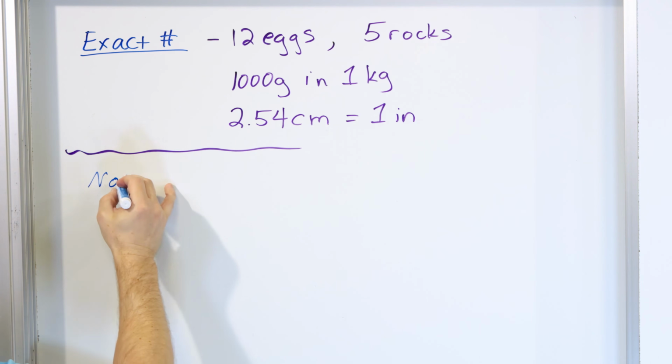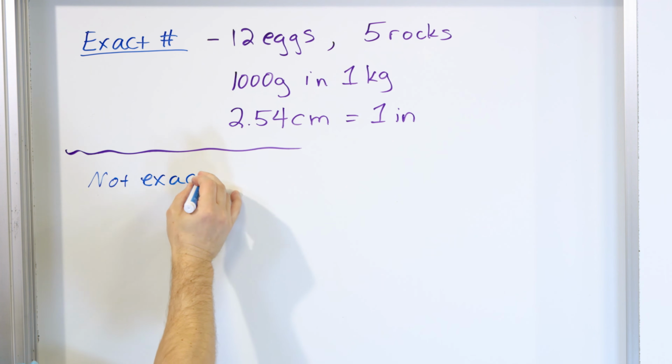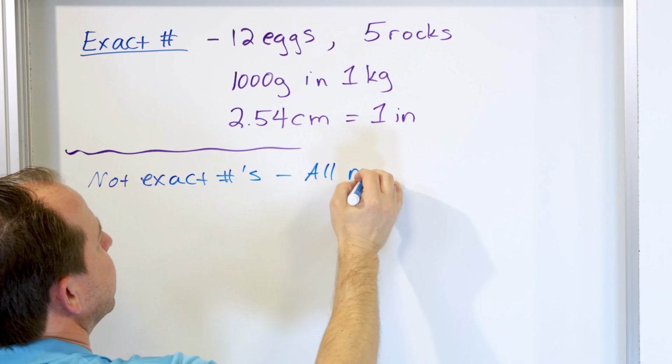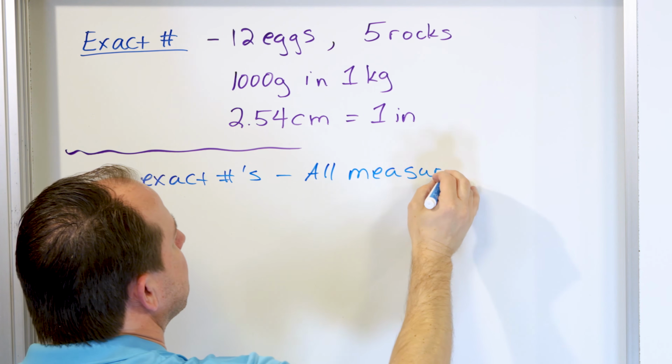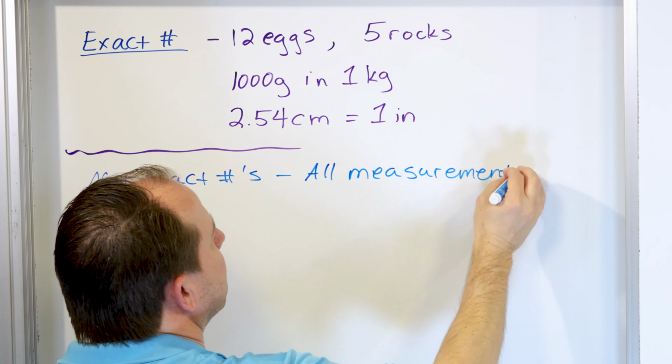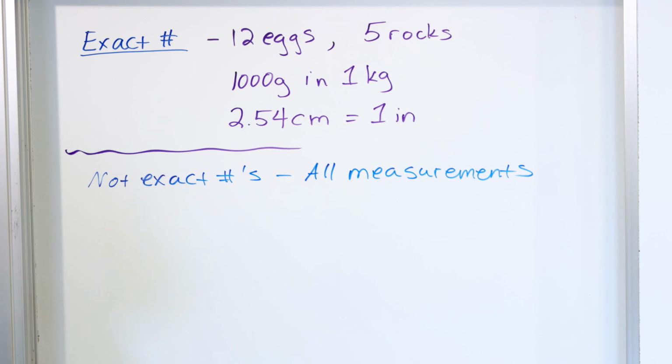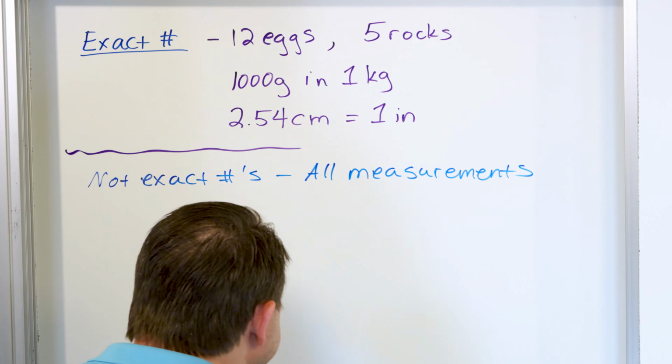Not exact numbers are basically all measured. All measurements. Anything you measure is not exact, as I talked to you about before. And I'll give you a good example of that right here.